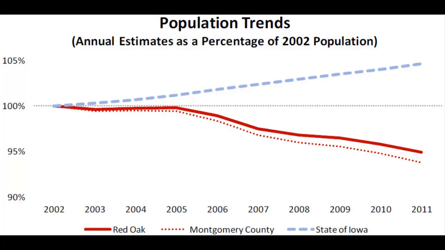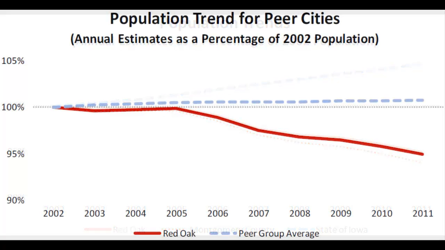This is the chart of population trends as estimated from the 2012 population data. We can see the blue dotted line, which represents the state of Iowa, has about a 5% increase over the course of 10 years. Then you see the small dotted line, which is Montgomery County. It looks like about a 6% decrease over 10 years, and then the solid red line, which is Red Oak, has about a 5% decrease over the course of 10 years.